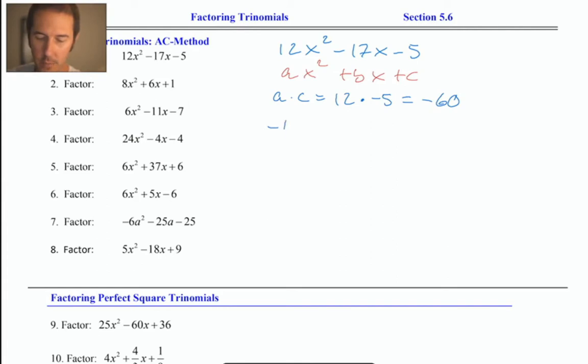The next thing that I do is I take my negative 60. I don't know what is wrong with me. It's like 8 o'clock at night. That could be what's wrong.